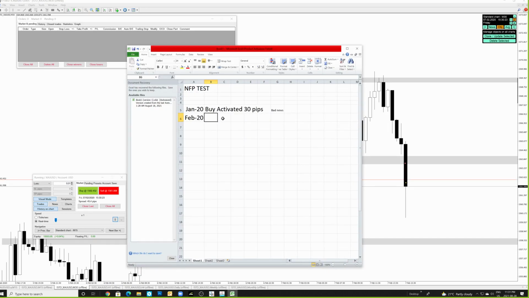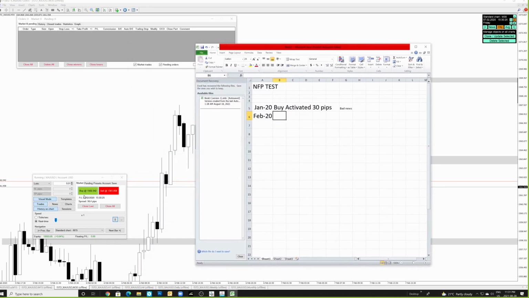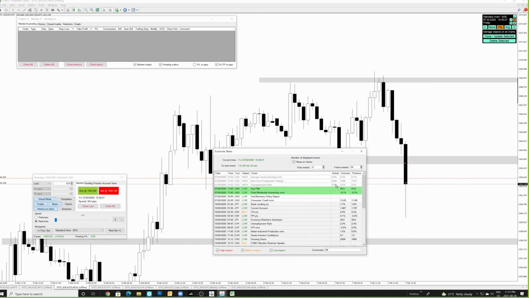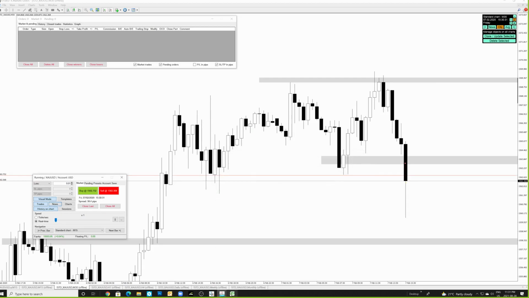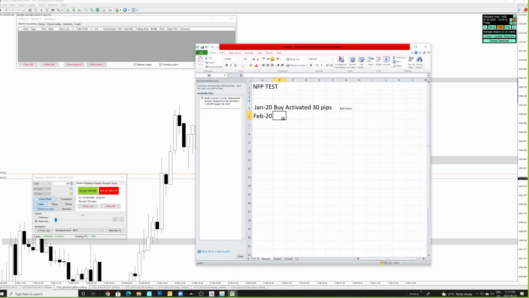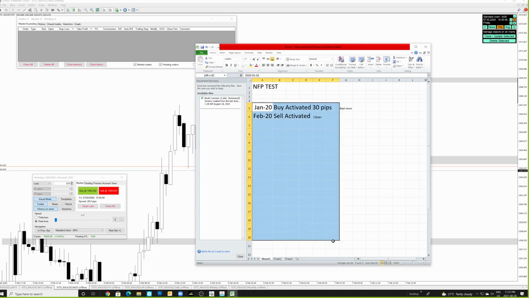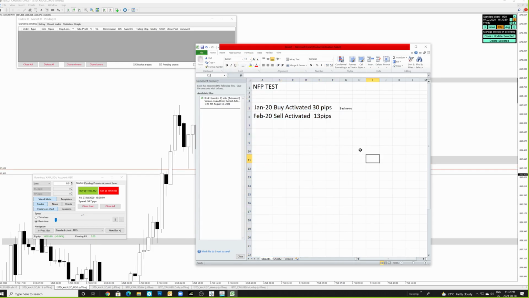Yes. So let's take a look at what the news was. News was, oh, it was good news. Okay, good news, price went down. All right, so we got around 13 pips over here. Sell activated, and this was around 13 pips. Okay. Let's make it a little bigger over here. 13 pips.